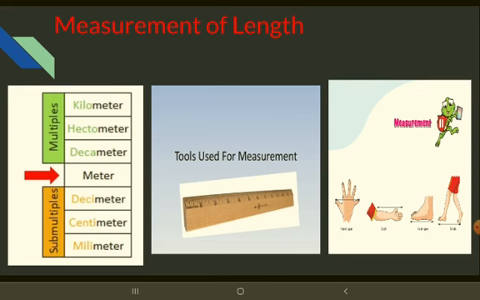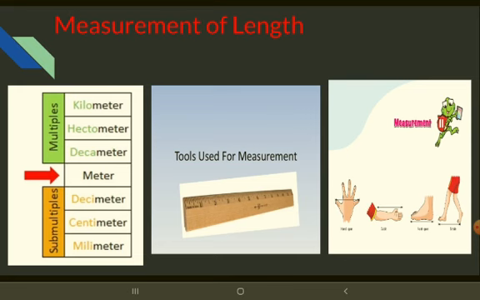To measure small lengths, such as the length of a pencil, a small thread, a comb, or a book, any small thing, we use a scale. To measure the length of a room, we use a measuring tape. The standard unit of length is the meter. What is the unit, children? The standard unit of length is the meter. It is written as m.